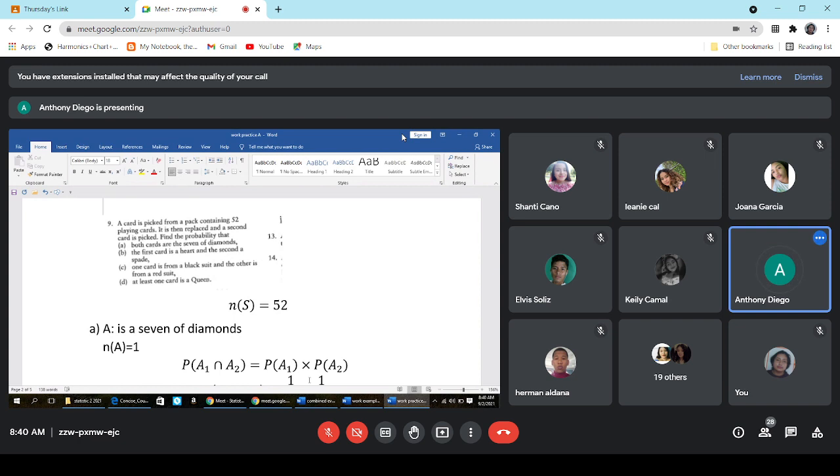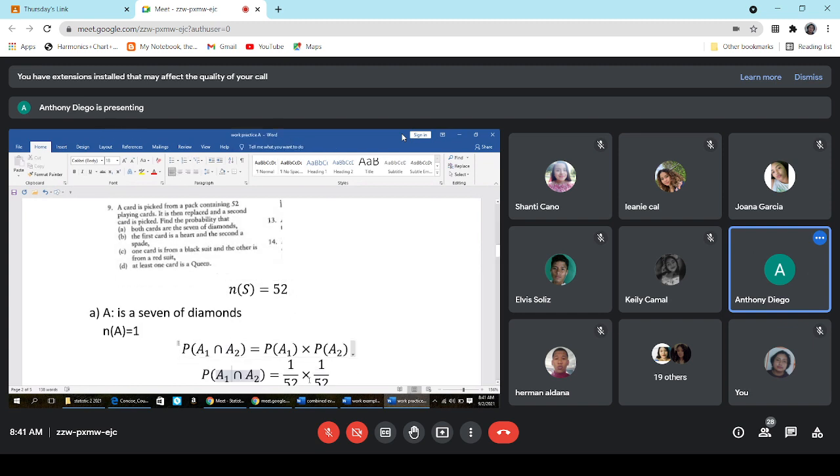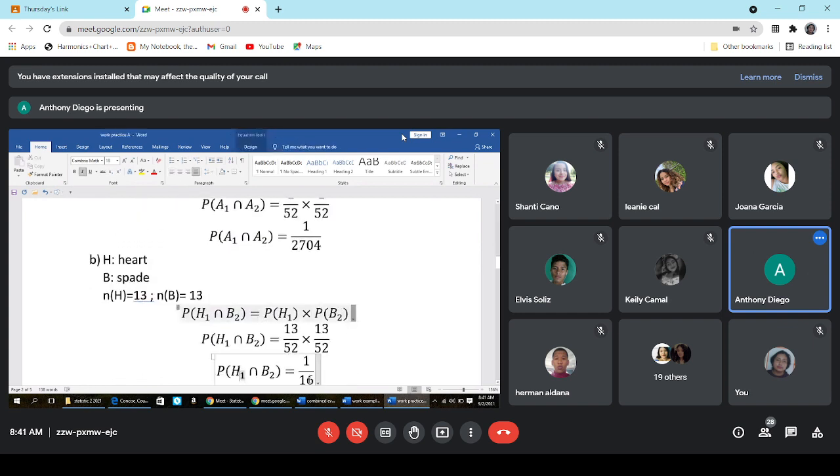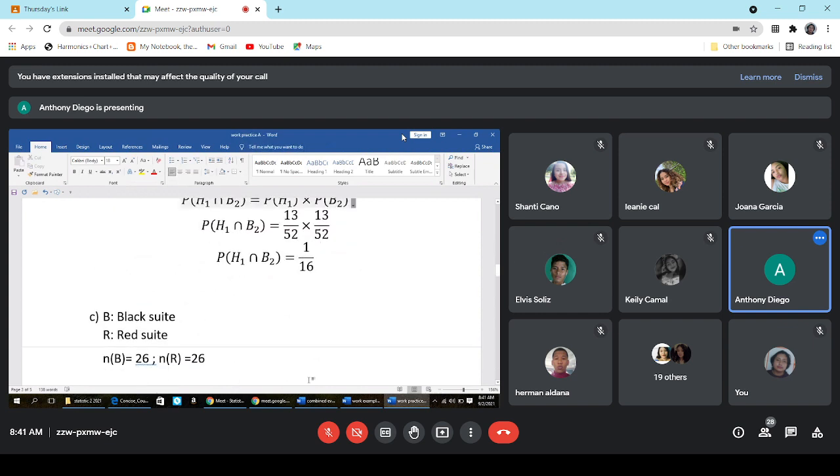And we have 2 red suits, hearts and diamonds. Putting both of them together will be 26. Guys, remember it's 13 of each. We have 13 spades, 13 clubs, 13 hearts, 13 diamonds. So from a black suit, we have 26. From a red suit, we have 26.